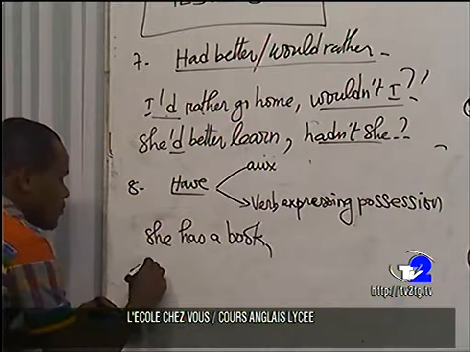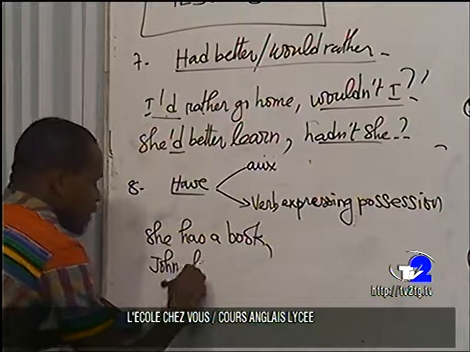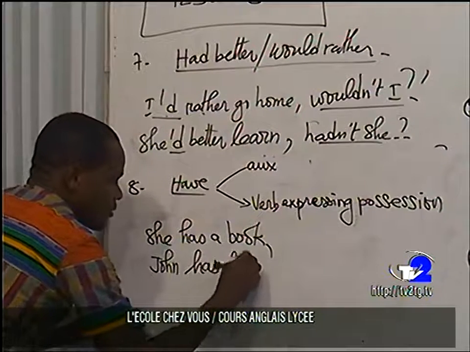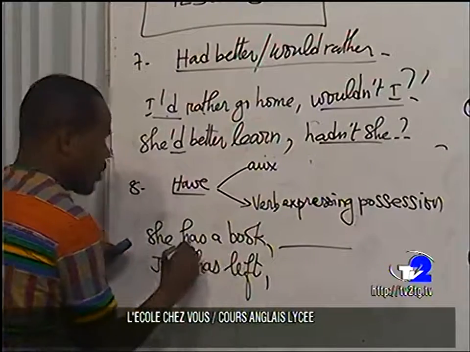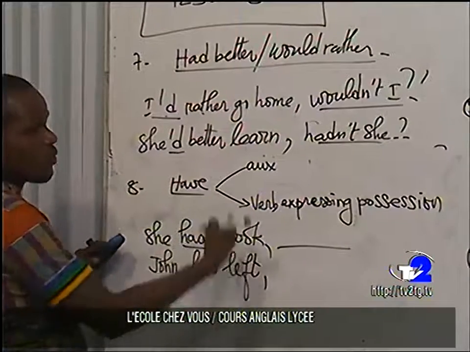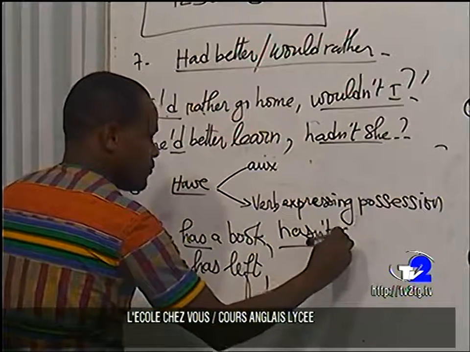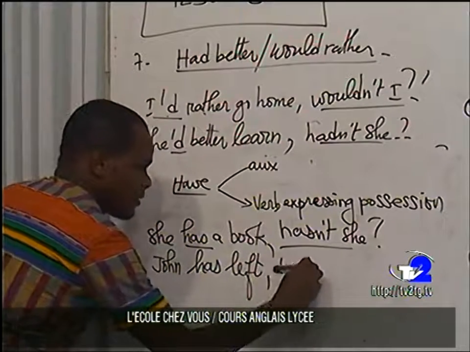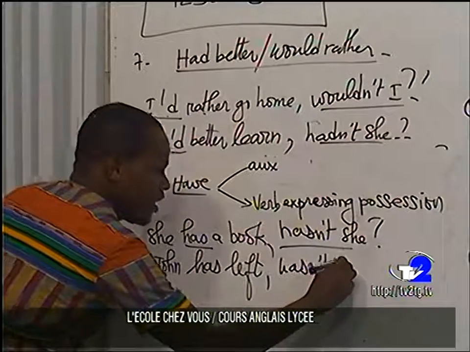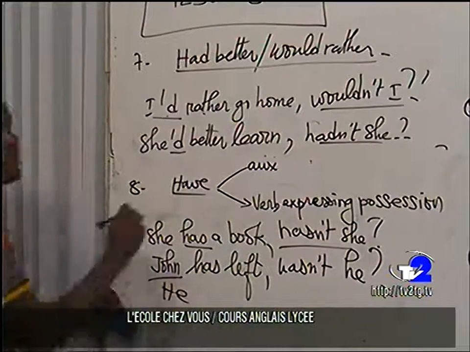And we also say John has left. The question tag here should be what? Because has is used to express possession, we have to say hasn't she. But here we have to say hasn't he, because we have to replace John by he.